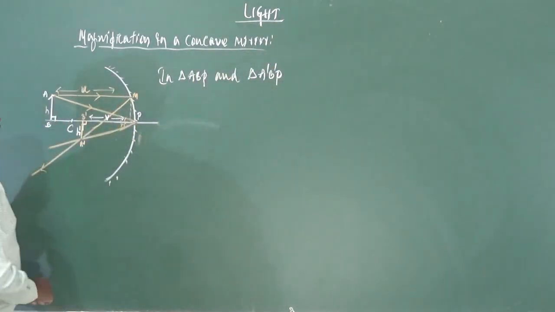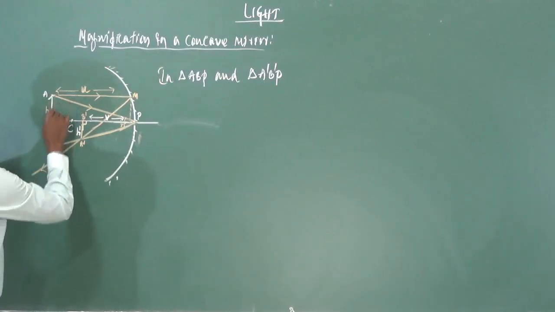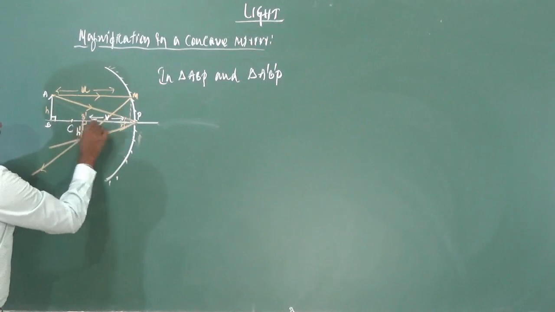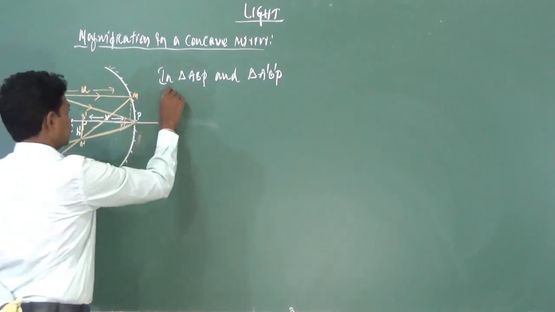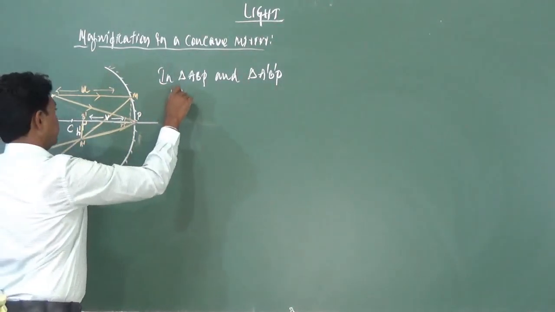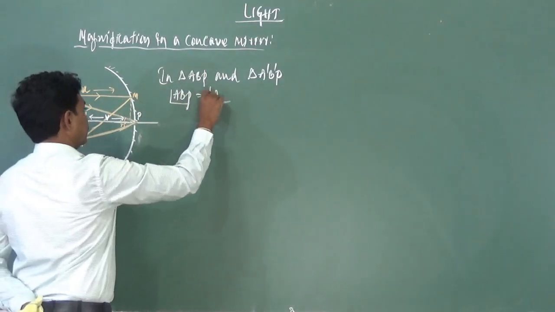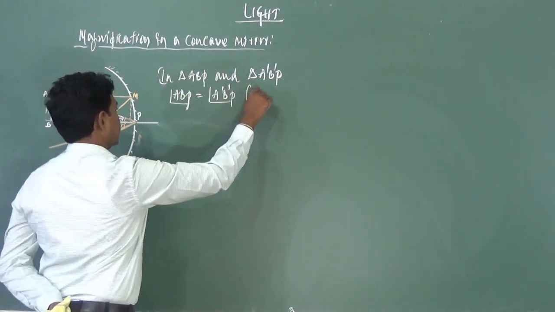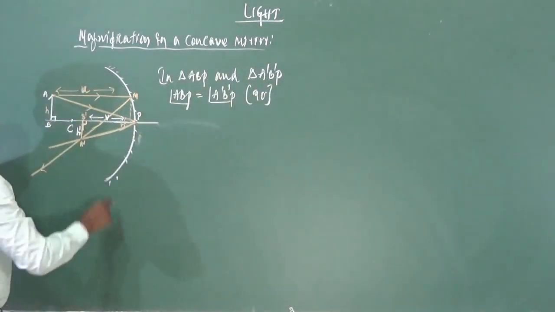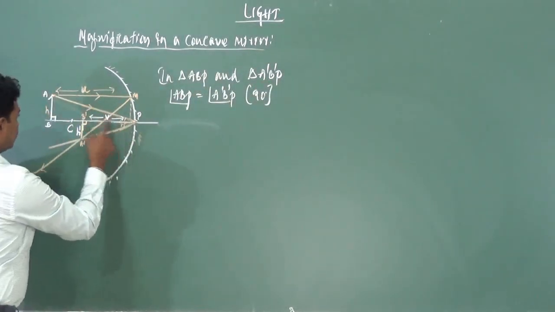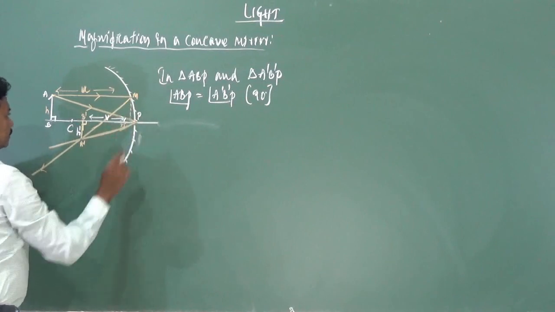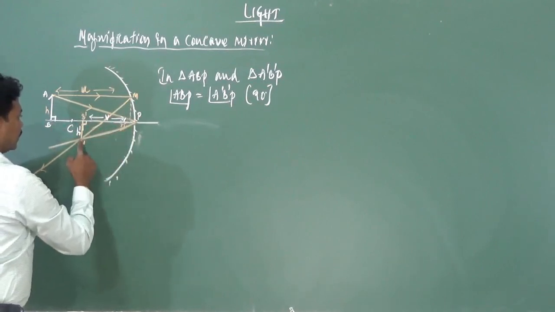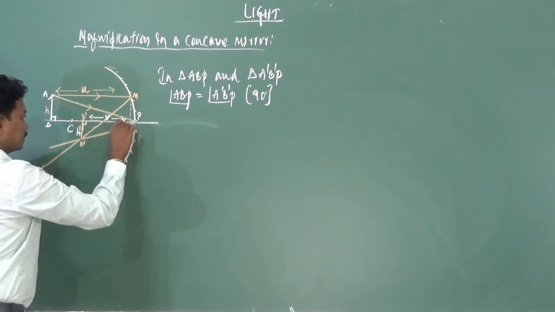In these two triangles you can see angle ABP is 90 degrees, and angle A dash B dash P is equal to 90 degrees. So angle ABP is equal to angle A dash B dash P. So both are 90 degrees. Then angle APB is equal to angle A dash P B dash. So that is this angle.